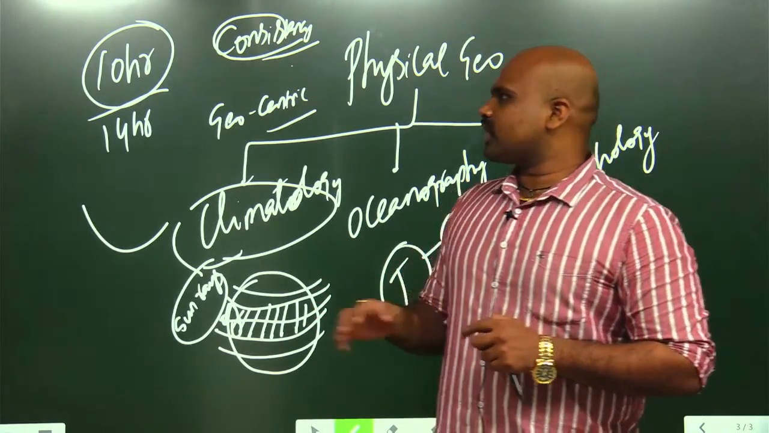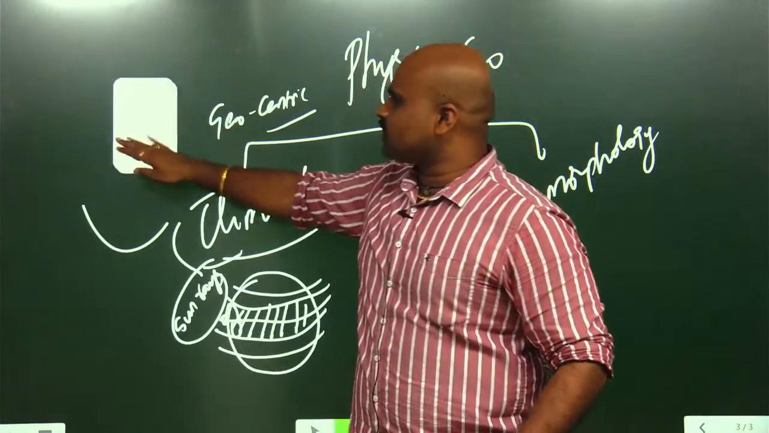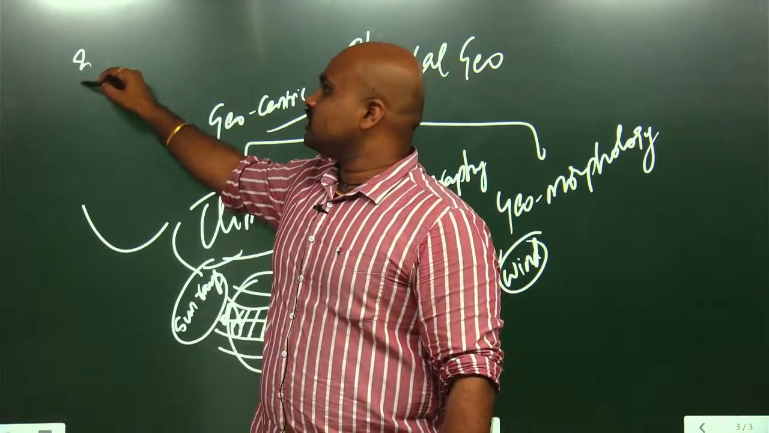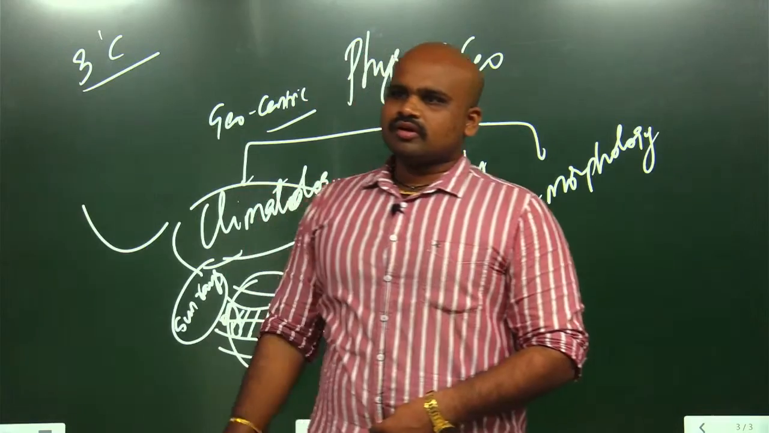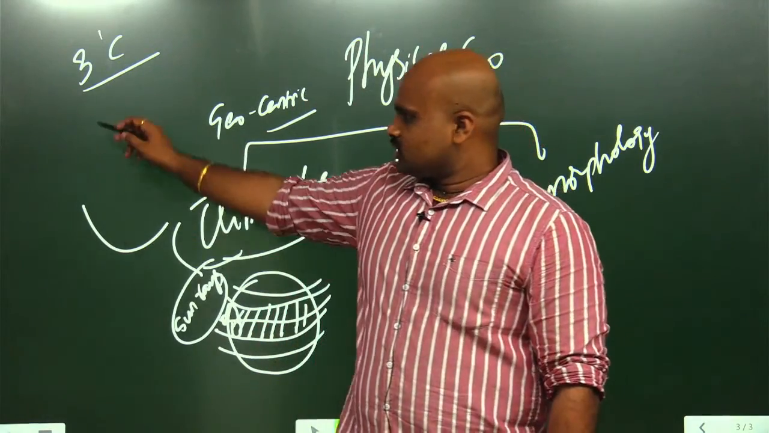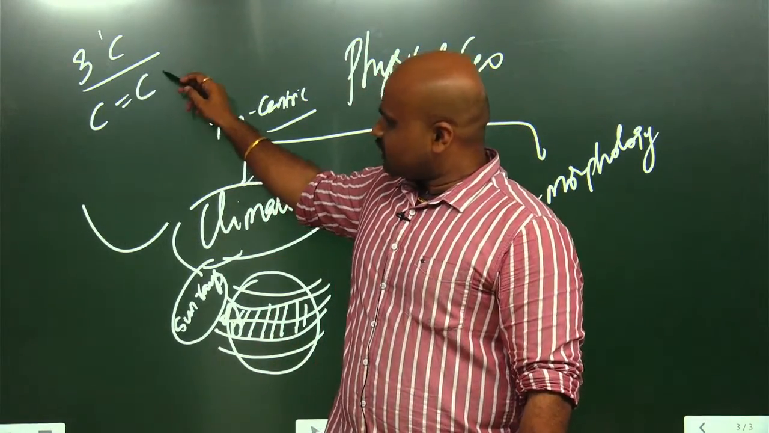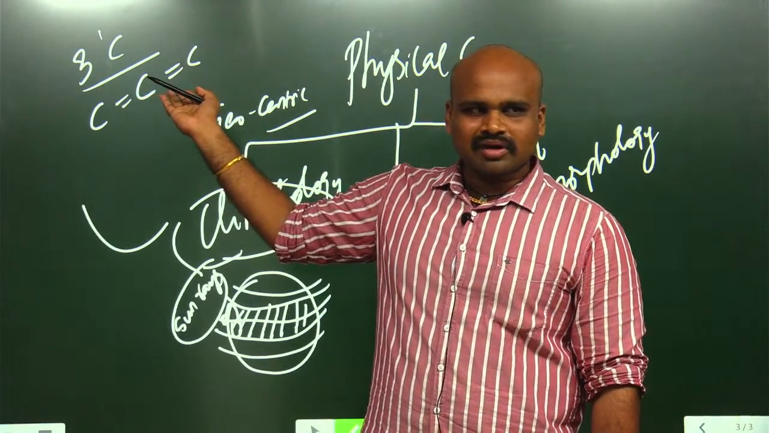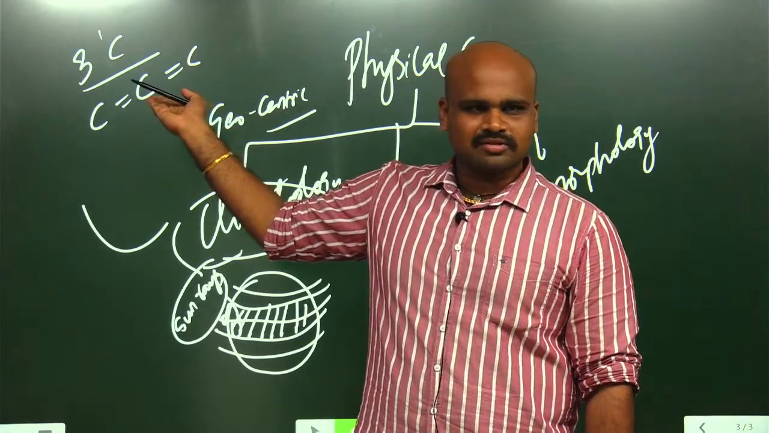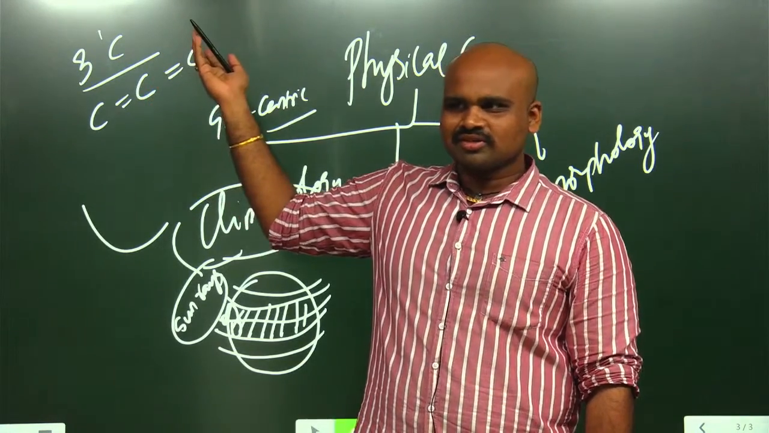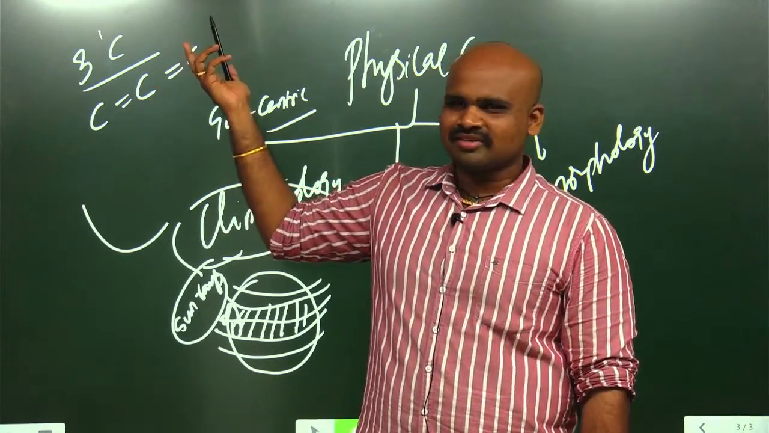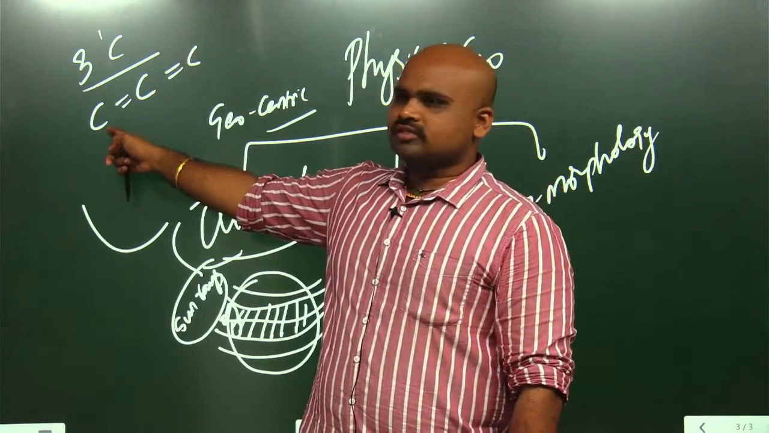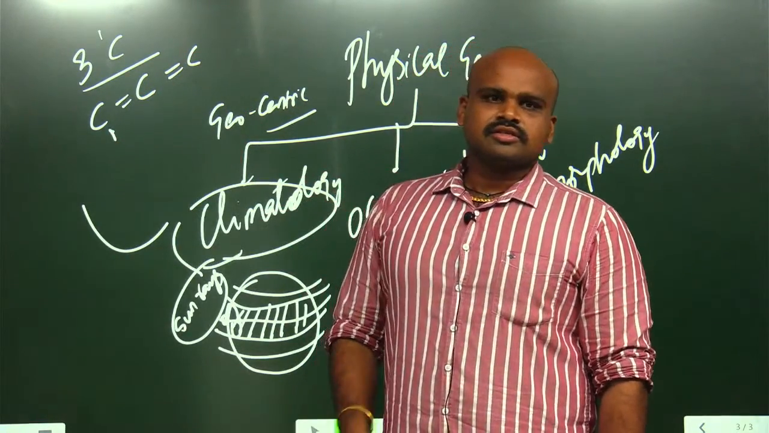Automatically what happens, I always tell my students one particular formula called 3C. 3C formula. C is equal to C is equal to C. Easy formula. If all the formulas in maths were so easy, everybody would have liked maths. People talk about integration and differentiation, pointless. What is this first C? Consistency.